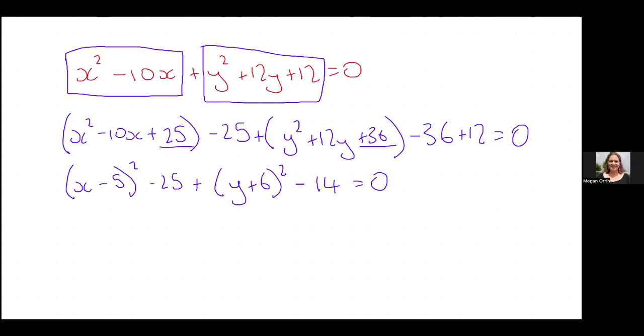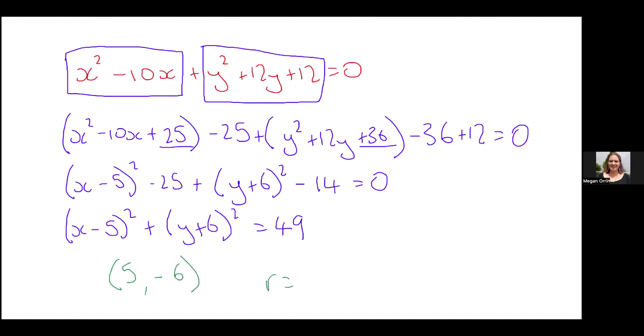Right, I'm going to take these numbers all the way across here because I want to know my radius. So I've got x minus 5 squared plus y plus 6 squared. And then if I add 25 and 14 to this side, I get 49. So that tells me that the center of my circle is 5, negative 6, and the radius of my circle is the square root of 49, which is 7.